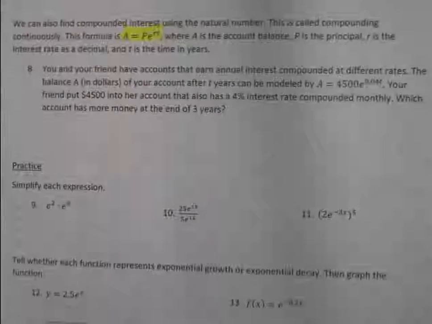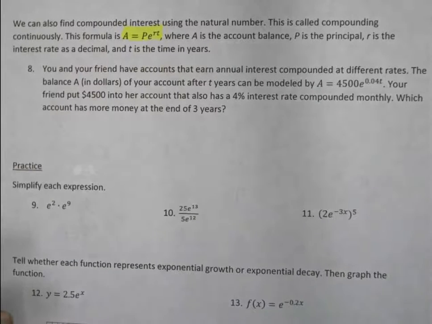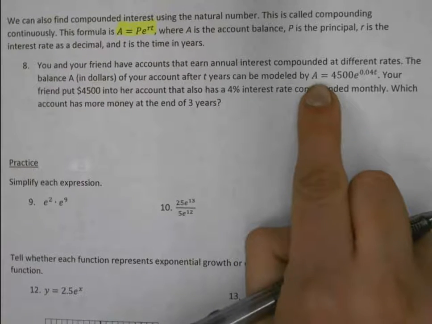So, number 8 tells me my friend has a bank account. The first bank account is me, and the second bank account is my friend. I want to see who has more money at the end of 3 years. So, the first thing I'm going to do is plug in 3 into this equation.